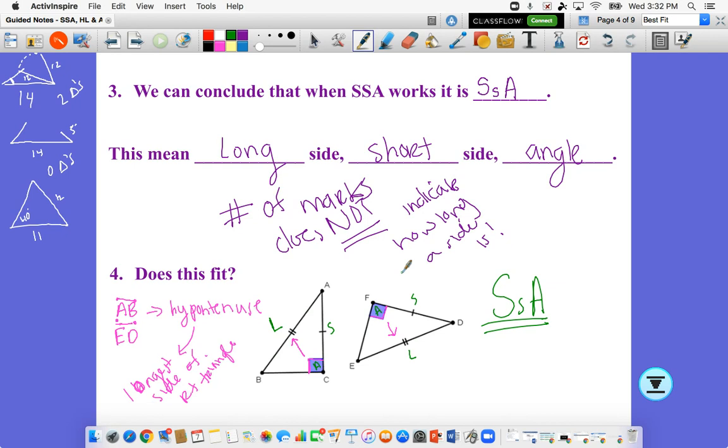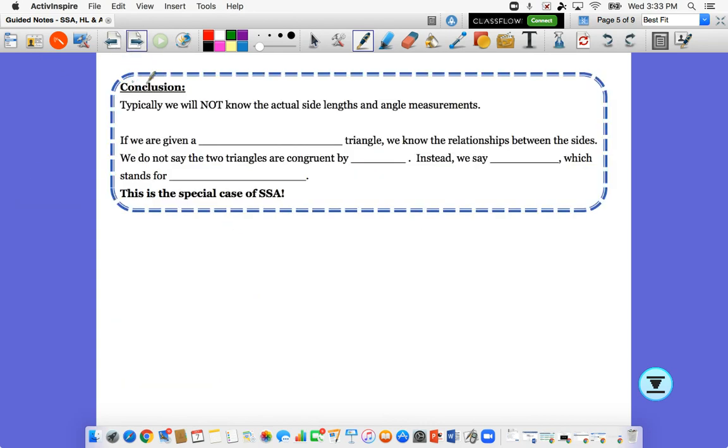It's not super common that you're going to be given numbers, right? We're usually given things that are marked off. We're not usually given lengths of sides and measures of angles. So what we can conclude is typically we will not know the actual side lengths and angle measurements. If we are given a right triangle, we know the relationship between the sides, right? That has to do with the hypotenuse.